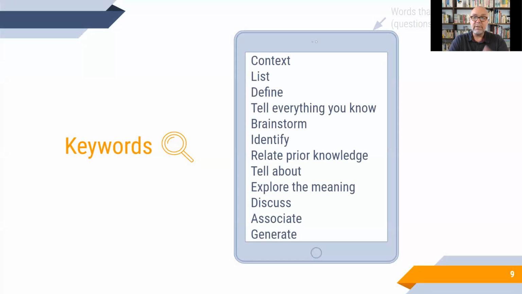With any of these maps, there are key words, and my way of defining what key words are is just words that the kids are going to come across in writing prompts, in questions, in textbooks that are going to prompt them to do this type of thinking. So if they see words like context, list, define, obviously, tell everything you know, brainstorm, identify, relate prior knowledge, tell about, explore the meaning, discuss, associate, generate. All of these are really great thinking words, by the way, and they're also words that hopefully would eventually lead kids to understand, hey, I need to make a circle map in order to do this.